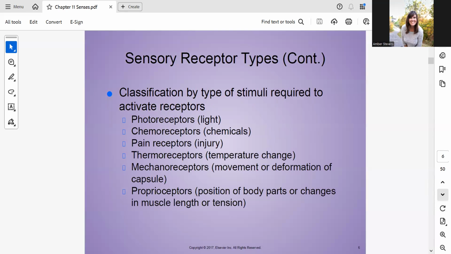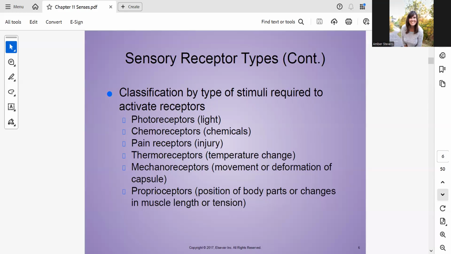So here's some examples for each of those different types of receptors that are classified by the stimuli. So photoreceptors respond to the stimuli of light. So examples would be the rods and cones in the retina of the eye, which will detect light and then allow us to see. You have chemoreceptors, which is for chemical stimuli. So the best example of this would be taste buds on the tongue, which detect chemicals in food and beverages so that we can perceive taste.